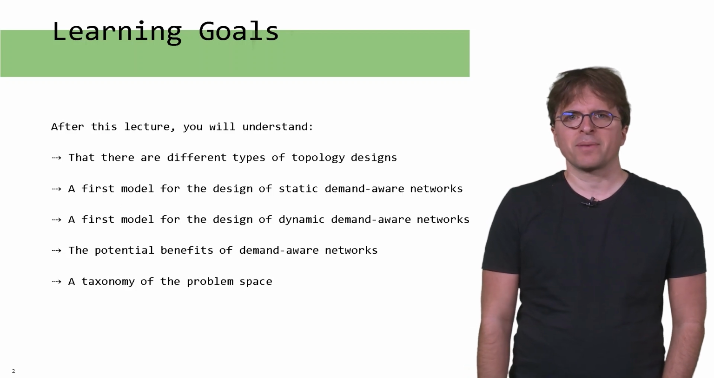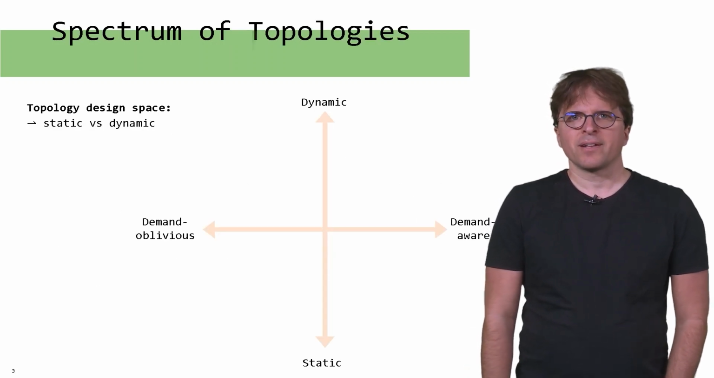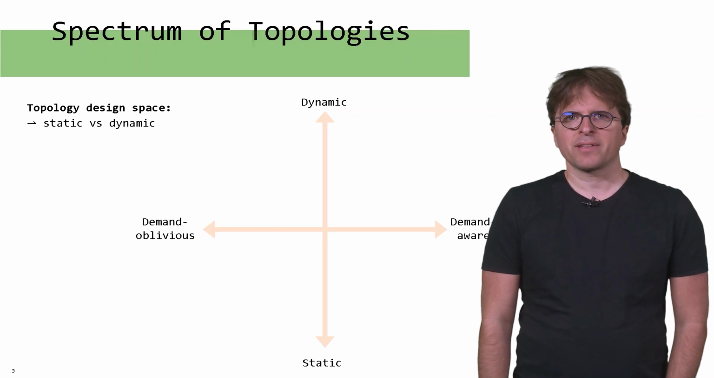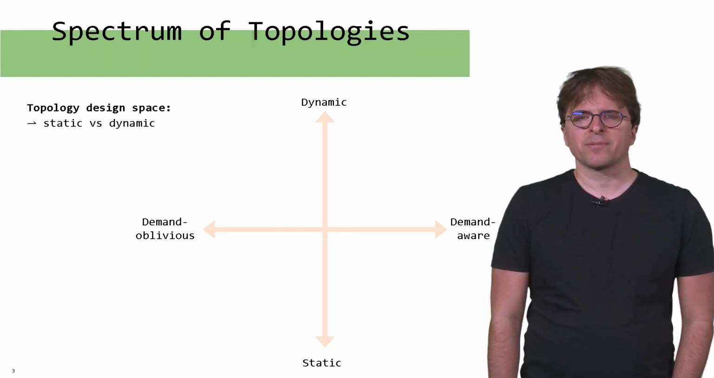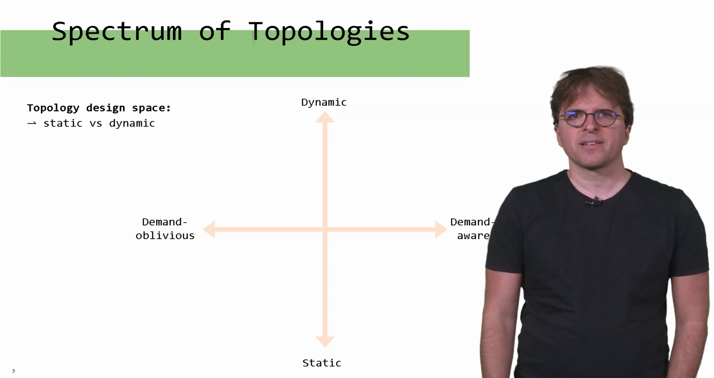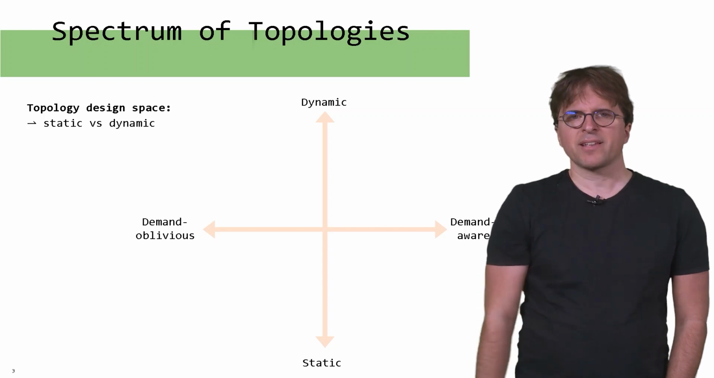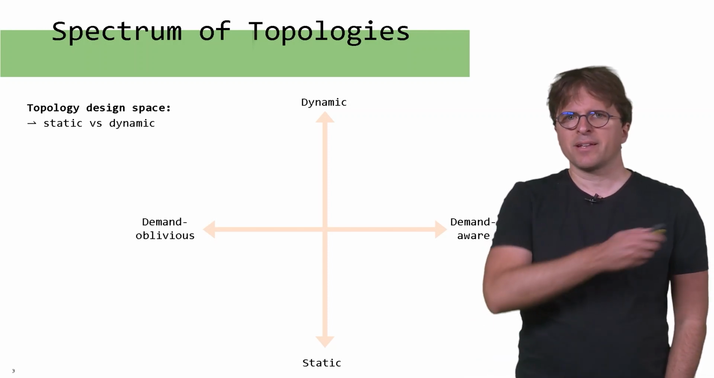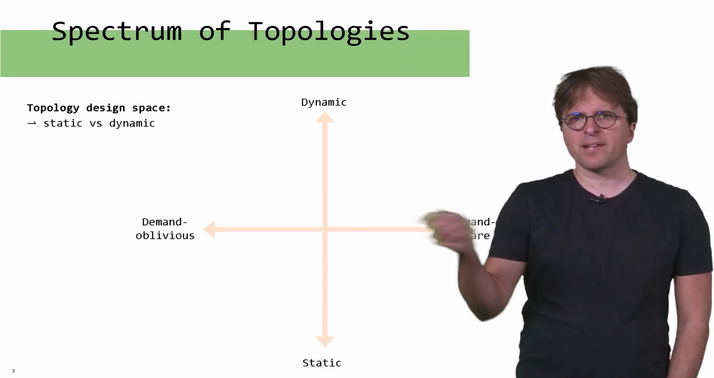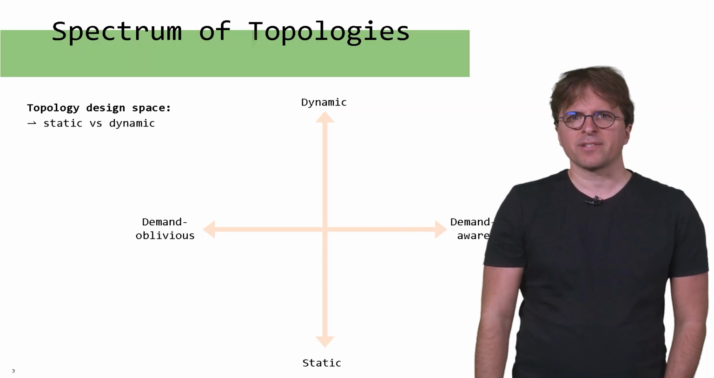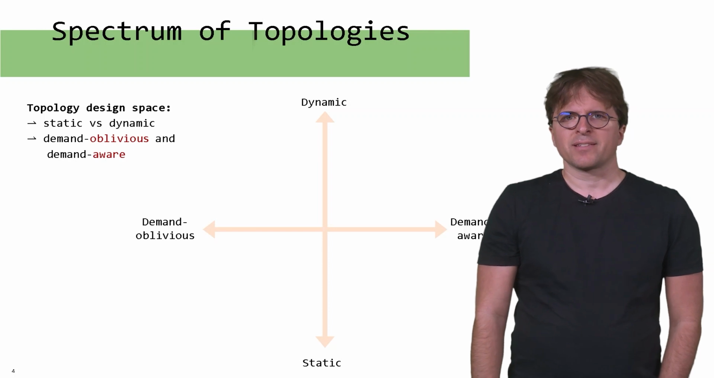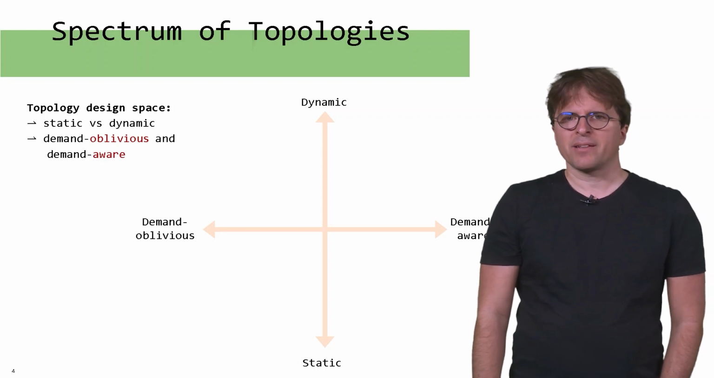and in the end also have an overview of the problem space. All right, so one classification you can make of the topology design space is first static versus dynamic. So this is here on the y-axis, and the second classification axis is whether the network is demand oblivious or whether it's demand aware. So those are two actually independent dimensions.